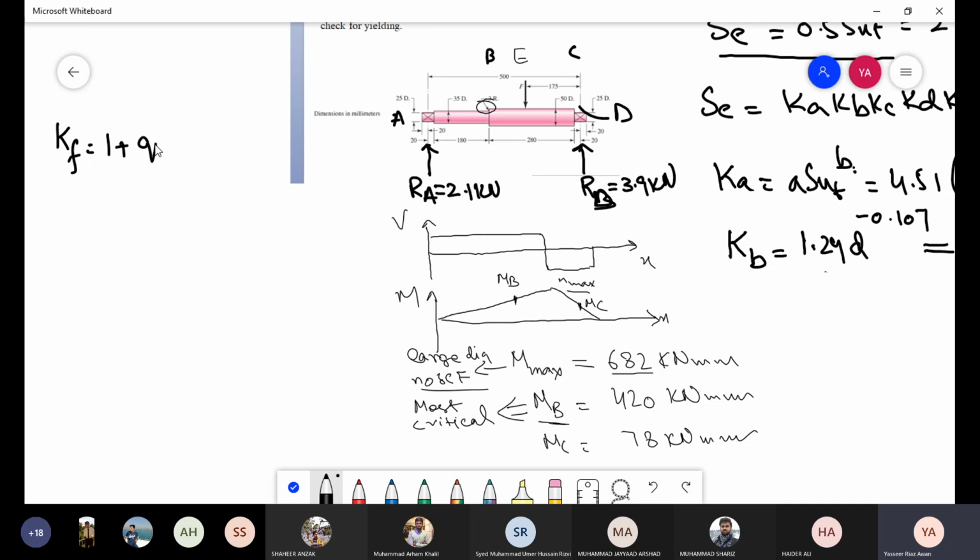Kf is equal to 1 plus q into Kt minus 1. So Kt for this case, again you have to look at the appropriate table, A15 in the appendix, that deals with pure bending of a shaft, and for the r by d ratio, in our case the radius is 3 and the diameter is 35, so r by d ratio would give you 0.08.